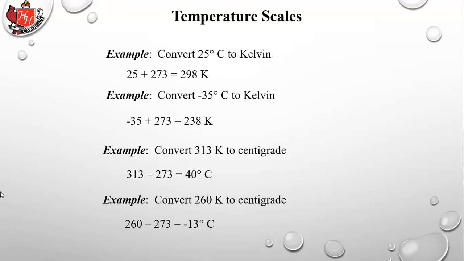Convert 313 Kelvin to centigrade. So now you're going back in the other direction. 313 minus 273 equals 40 degrees centigrade. And convert 260 Kelvin to centigrade. So 260 minus 273 is negative 13 degrees centigrade. So again, just remember Kelvin temperatures are always numerically larger, higher than the equivalent centigrade temperatures.